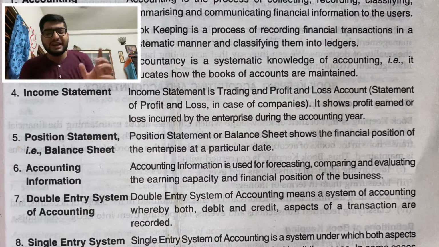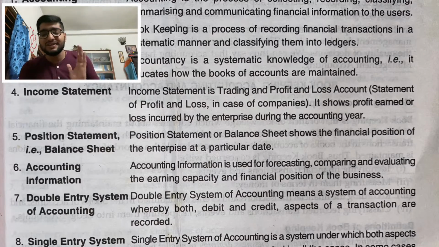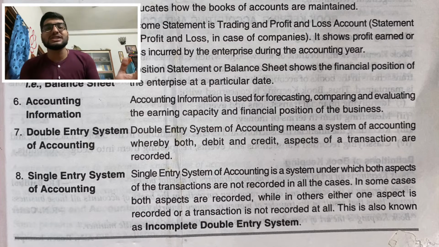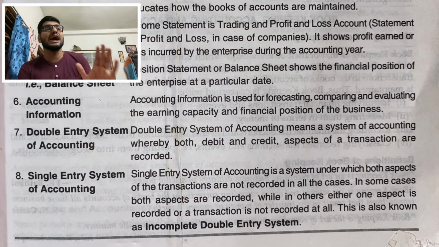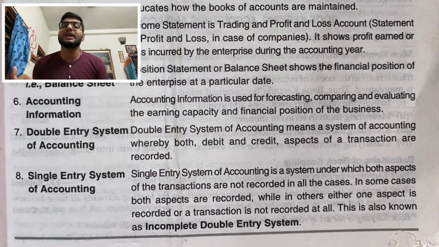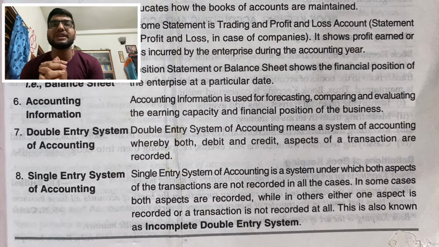Then comes the double entry system of accounting. What is the double entry system? The double entry system of accounting means a system of accounting whereby both the debit and credit aspects of a transaction are recorded. That means in accounting there are two sides, one is the debit side, another is the credit side. So we have to record the transaction on both sides, in both aspects. Suppose we record a transaction on the debit side, we also have to record it on the credit side of some books.